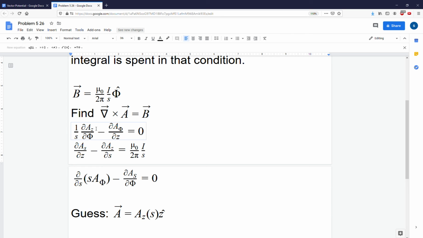Now, some things to watch out for when using this method. If there was a phi term, it wouldn't matter what that phi term was. This would not necessarily go away because it's S times the phi term, unless the phi term varied with 1 over S. So let's go ahead and stick with our guess. A is equal to some function Az that depends solely on S.